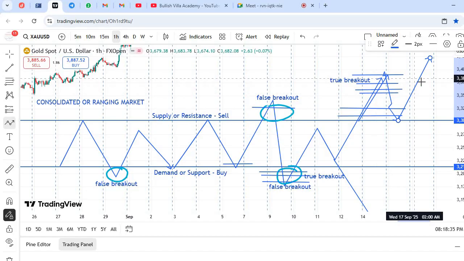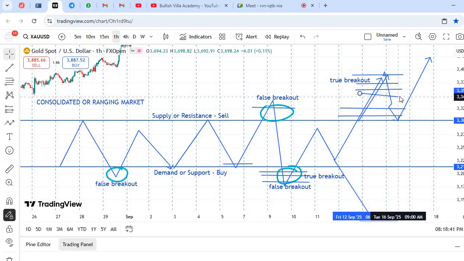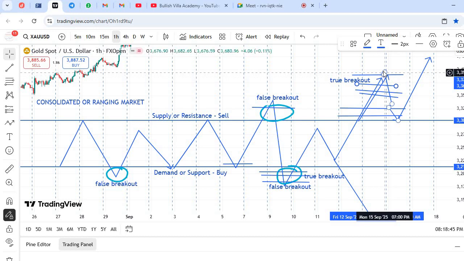So all these people that enter here, all the people that entered here, even here, you can see it started retracing. So it will take all of them out. It will take all of them out. Then before it will now start going up.